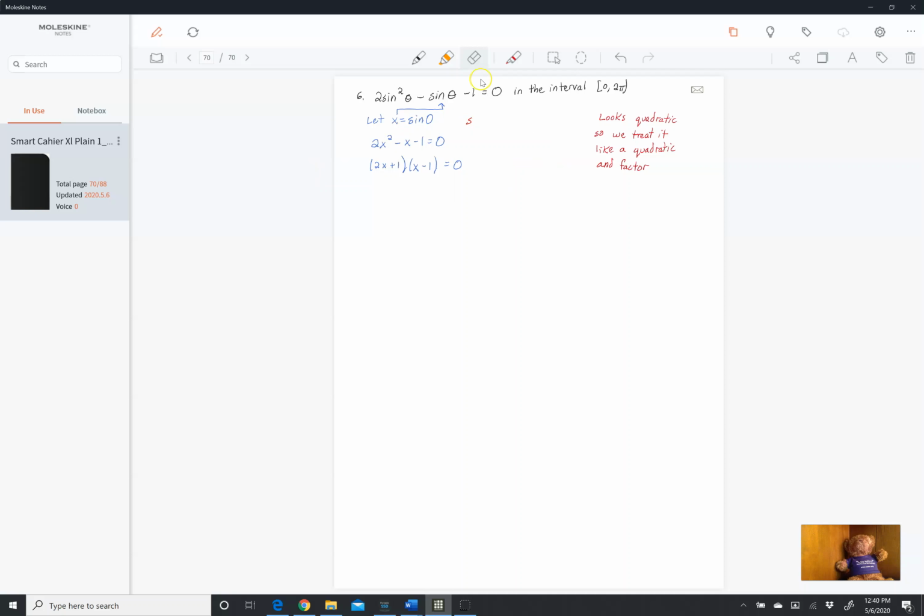This is a theta. I wrote 0, but it's theta. So you can start by substituting, then factor, then substitute back. You don't have to do it this way. It's just if you have a hard time seeing it. So in other words, what it would look like.